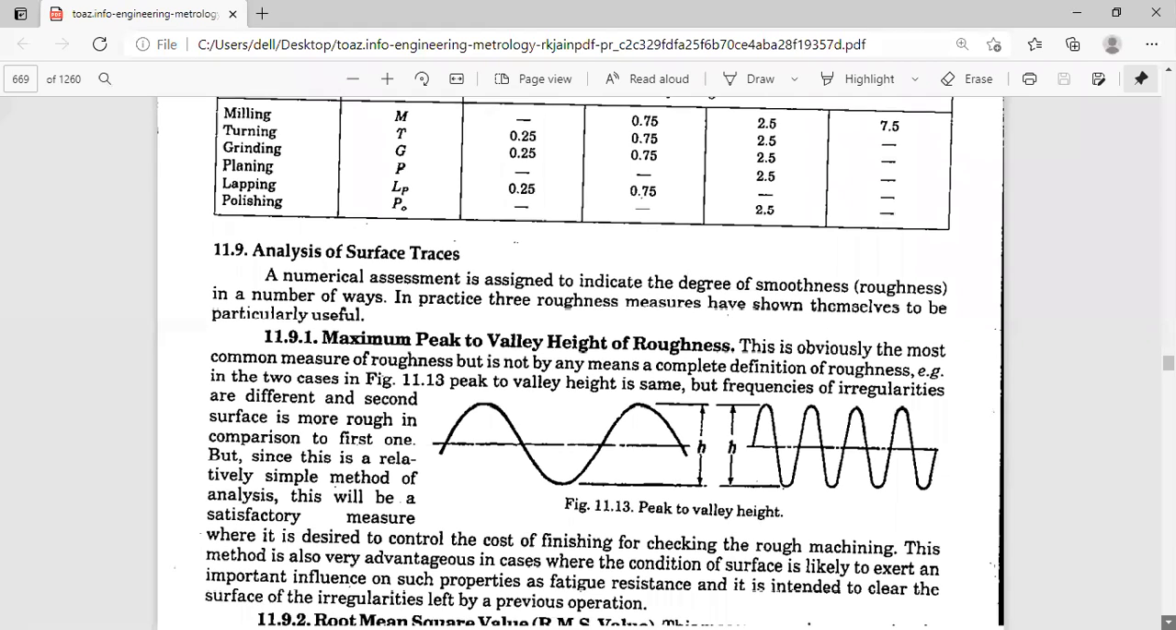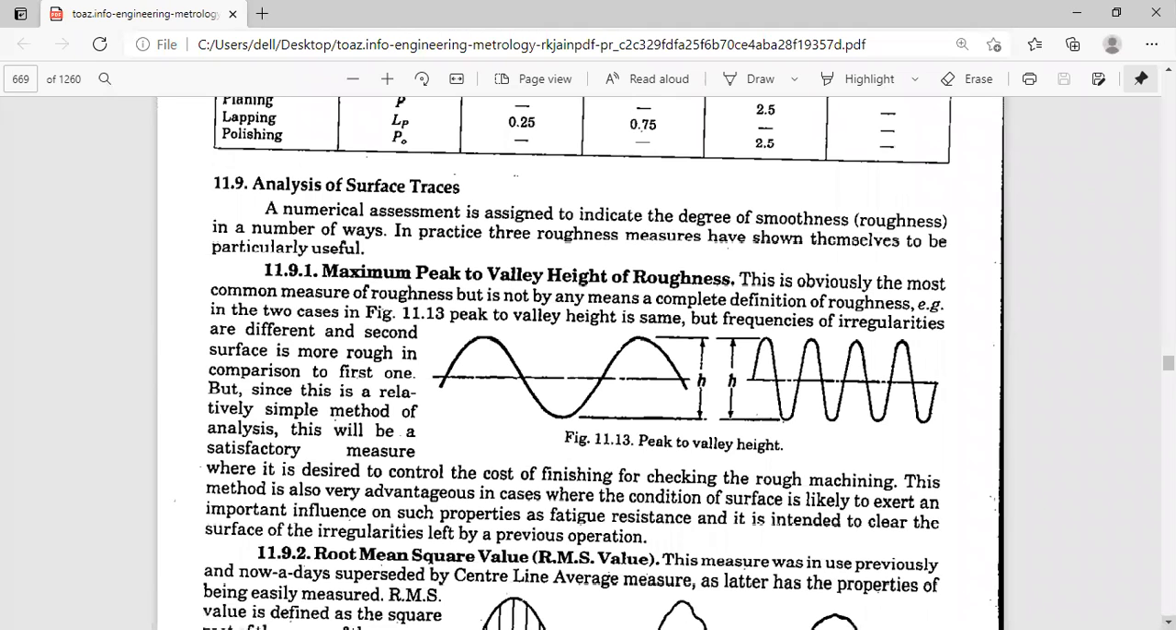The second one is the method of maximum peak to valley height of roughness. This is more advantageous when the condition of the surface is likely to exert an important influence on such properties. That's because we have to correlate the surface roughness to the material science or the type of metal we are taking. And again, we have to correlate this to design engineering, the strength of materials part, where we have to take properties such as fatigue resistance.